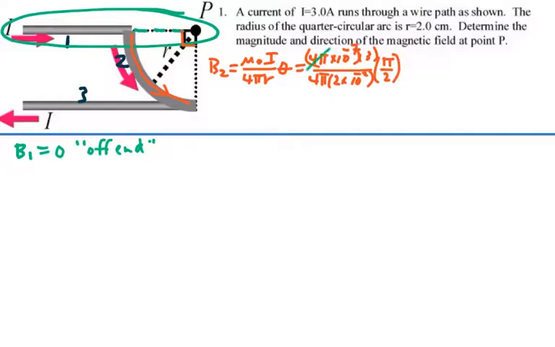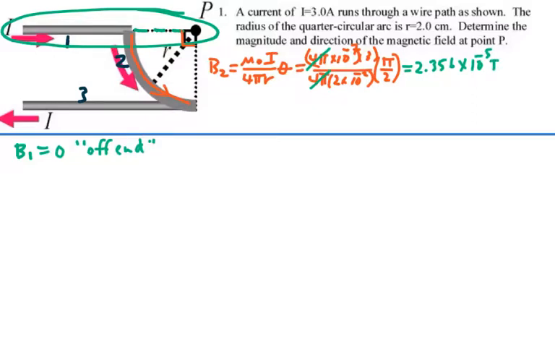Alright, so the 4 pi's cancel out, and we have, well, let's figure it out. 2.356 times 10 to the minus 5 Tesla.